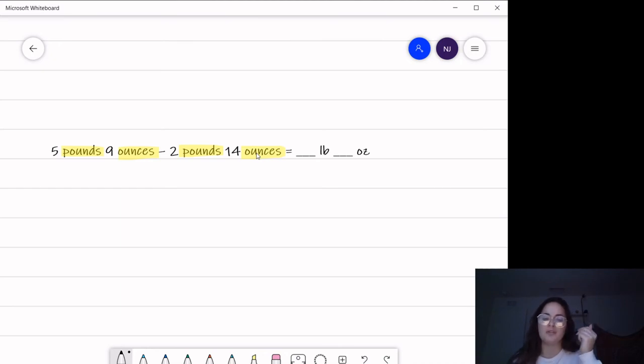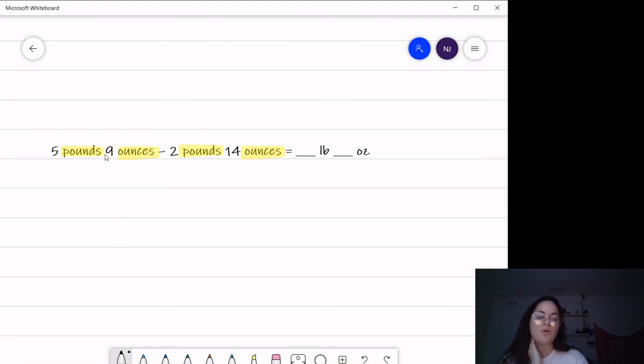You guys know I do the finger trick. So I'm asking, I've got 9 ounces. This is what I'm taking away from. Can I take away 14 from that? No, I cannot. I do not have enough. So I'm going to need to get some more ounces. Remember that this first number here, that's what you're subtracting from. So this is what you're taking. This is what you have available to take away. So if I'm trying to take away 14 from 9, I can't do that.